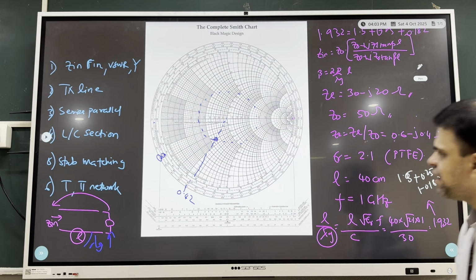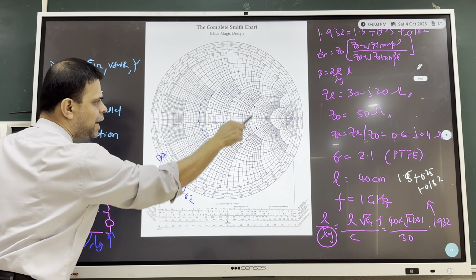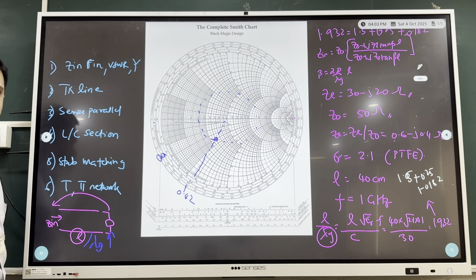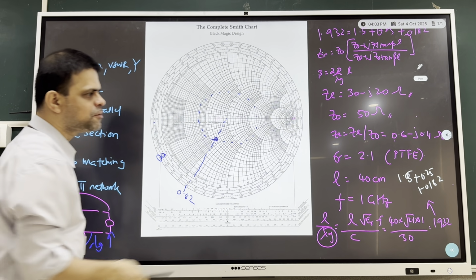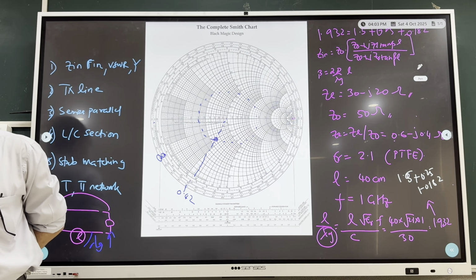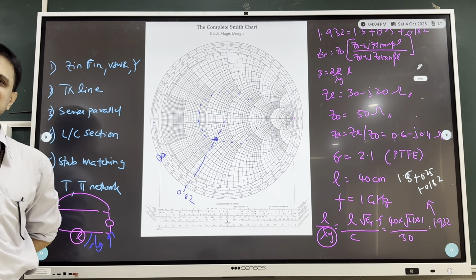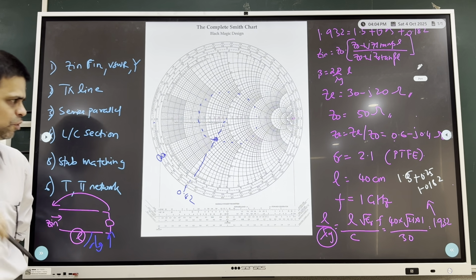Remember, if I just move on this locus and come back over here, it accounts for 0.5 wavelength. So how much do I have to travel? I have purposely split that into 1.5 plus 0.25 plus the remaining 0.182. So after a 1.5 travel, I will arrive at the same location.